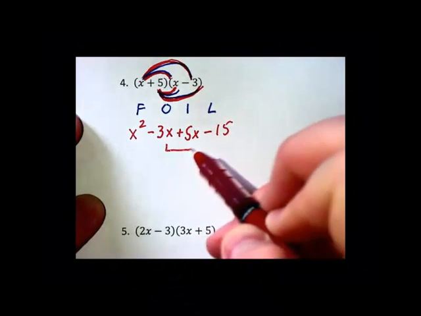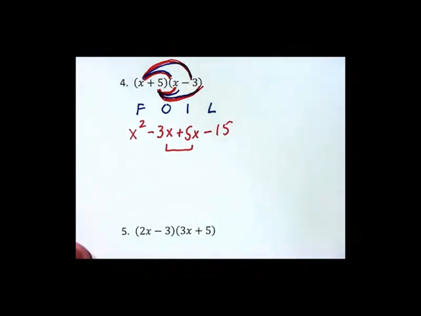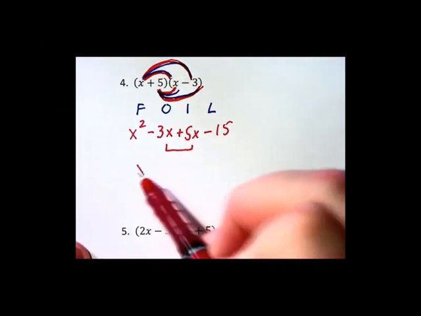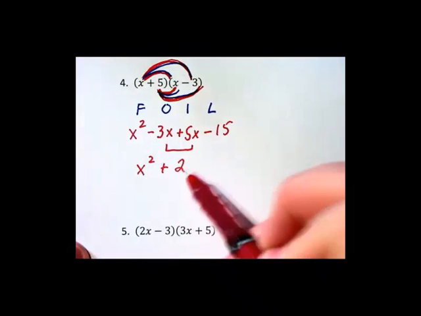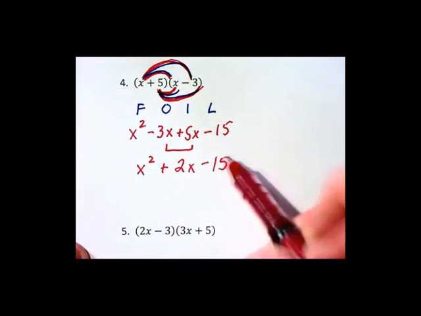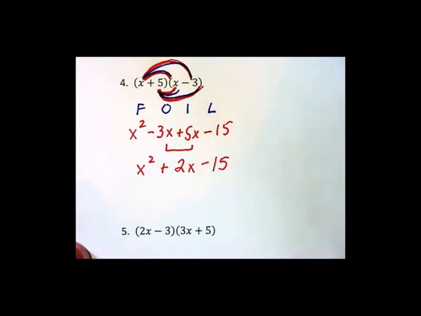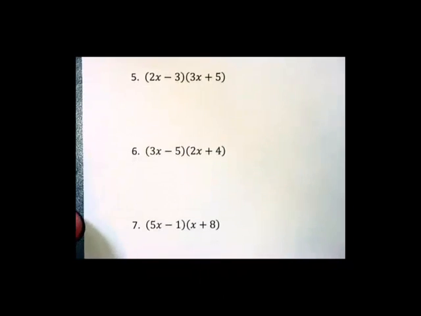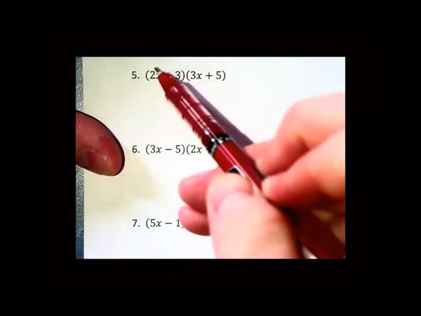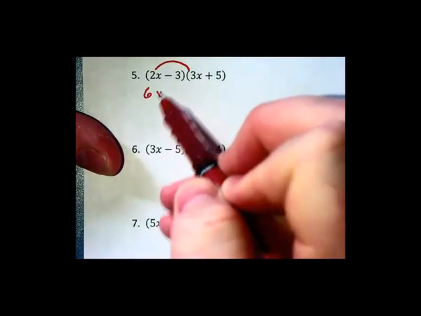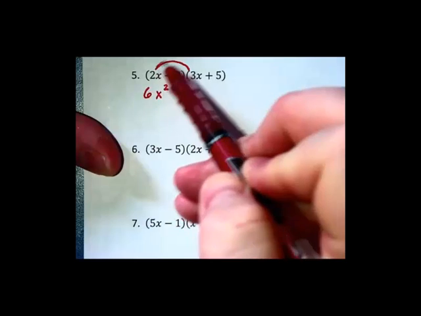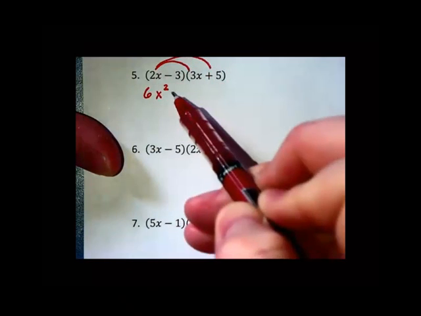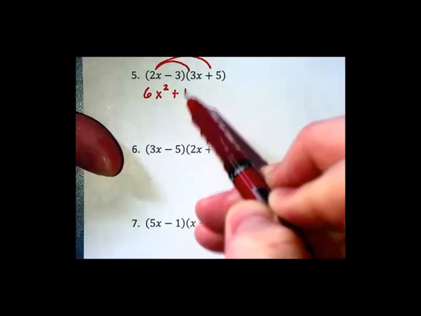And most often when we're using this FOIL process, the two middle terms combine together, and we can have x squared plus 2x minus 15. So this FOIL process occurs whenever we are multiplying a binomial times a binomial, which we are doing for the most part through the rest of this page. In this next problem, the first part of FOIL says multiply 2x times 3x. That gives us 6x squared. We then multiply the 2x out front times the positive 5 at the end, outer terms, plus 10x.